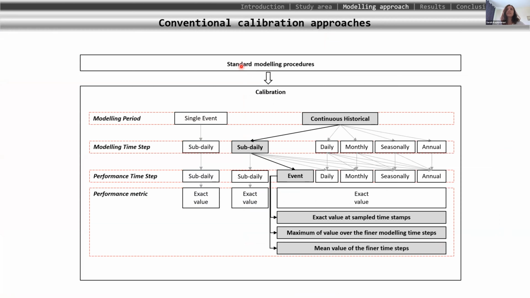What we started with is that we created the model and followed all the standard modeling procedures. So the next step was calibration. For the model calibration, we selected the modeling period to be continuous historical. Like I said, we wanted to calculate the annual load for the P export. For the modeling time step, there is a wide range of time steps that we could use, but we started with sub-daily, and we stuck to that because urban stormwater collection networks are fast responders, event responders, so that better suits our purposes. And for the performance time step, usually observed data determines that, and that was our main challenge.